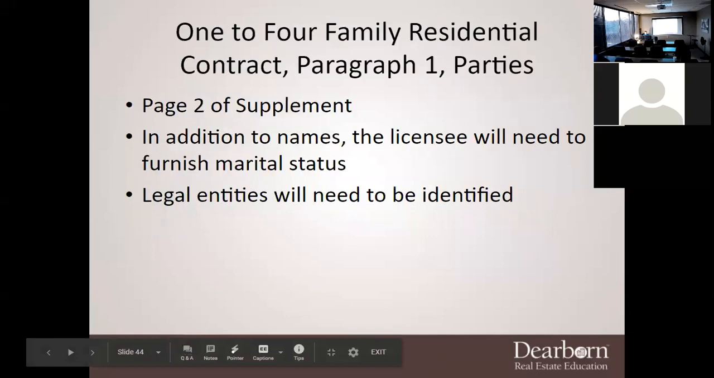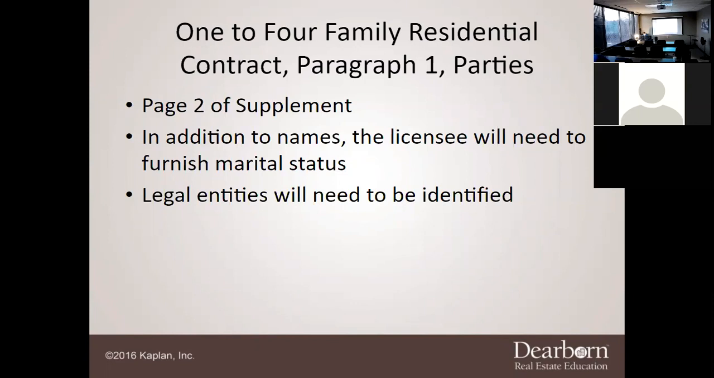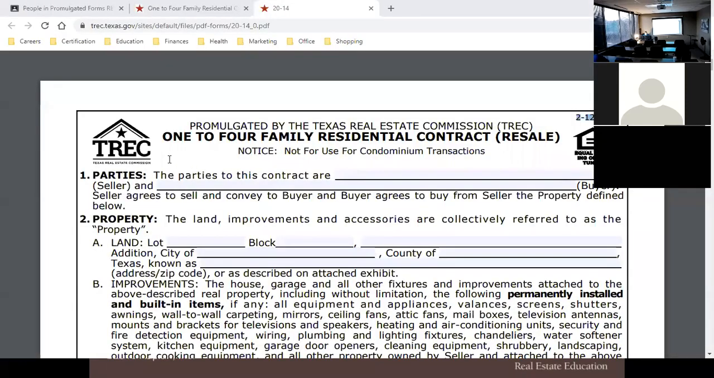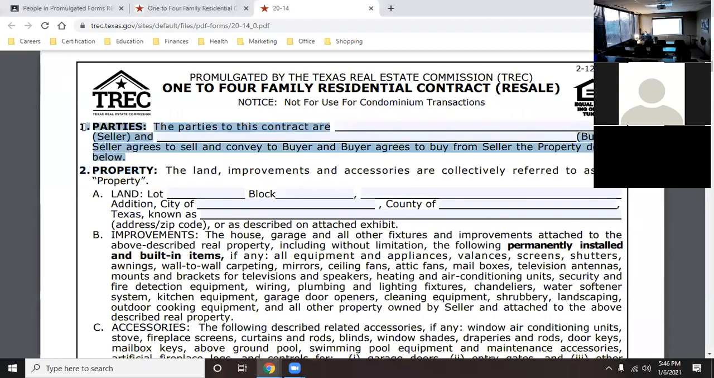Now, with that being said, we're going to go on and focus, of course, on the 1 to 4 family residential contract, paragraph 1, which is the parties. And you'll notice in some of these situations, as we're going through, we're going to be talking about the addition to the names and the licensees that will be needed to furnish their marital status, as well as any type of legal entities that needed to be added. So, for example, again, like I said, tonight we're going to be doing a bunch of jumping back and forth throughout this evening. But we want to start and look right here. I'm going to start looking at this main paragraph right there.